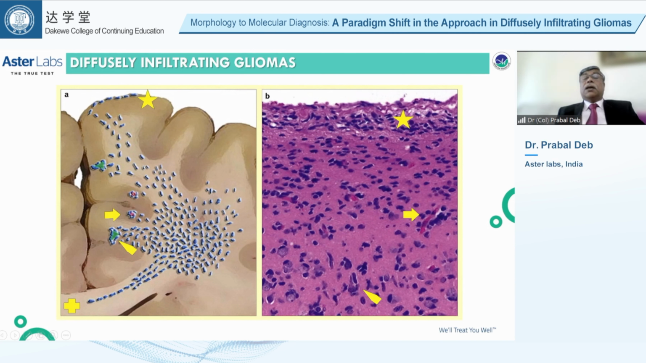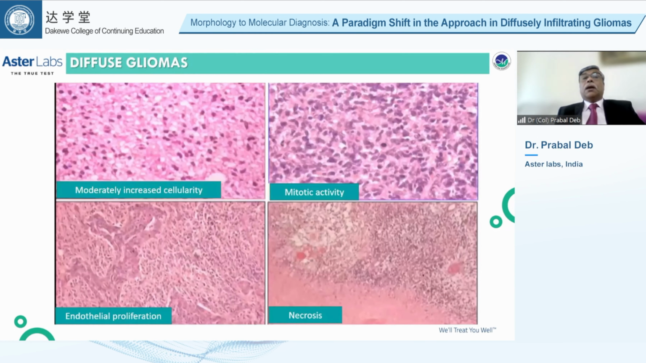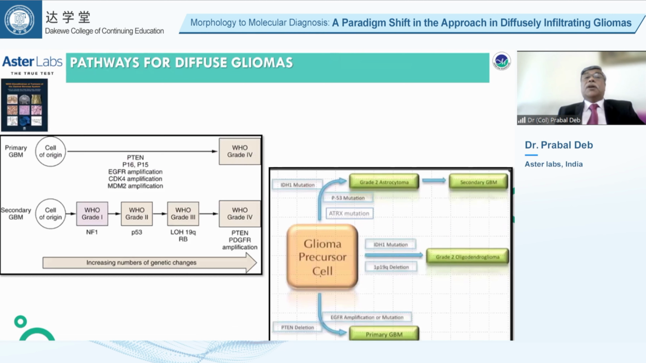What is the implication? The neurosurgeon very seldom can achieve a total or near total resection in case of diffusely infiltrating gliomas. Hence, cells remain in the brain and they keep on progressing. Conventionally, what we know is there's increased cellularity, mitotic index, microvascular proliferation, and pseudopalisading necrosis. These are all the features we generally look into the morphology of diffuse gliomas.